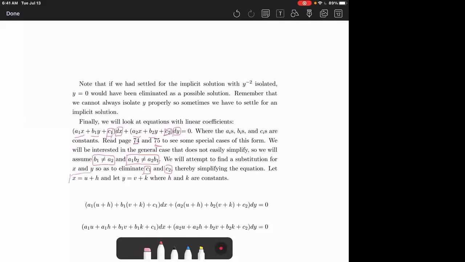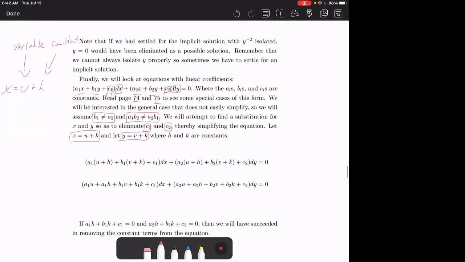So we're going to let x equal u plus h and y equal v plus k, where h and k are constants. This can be tricky when we do substitution, so we need to be very clear. x is equal to u plus h. We're going to let u be a variable and h be a constant. And the same thing with v plus k. We're going to let v be a variable and k be a constant. So in the first step here, we're just doing the substitution, which of course just seems to make things uglier. And then we'll expand it, multiplying a1 by u and then by h, expanding the b's as well.